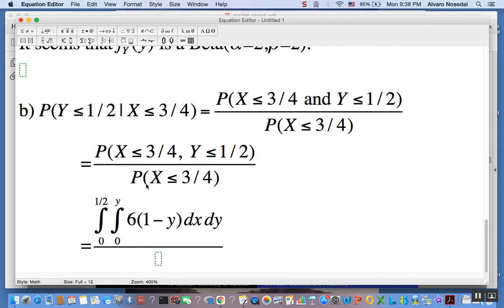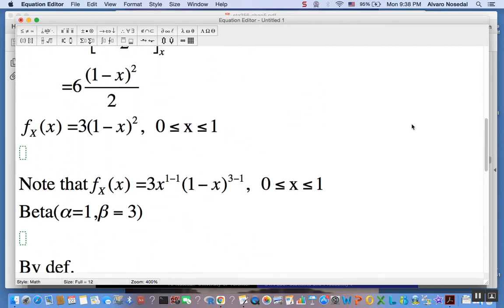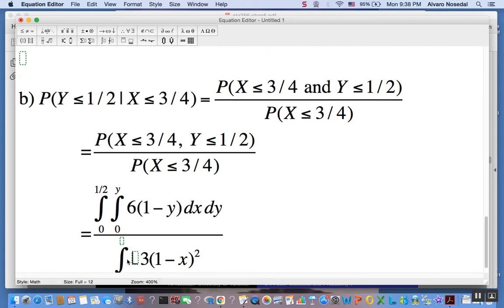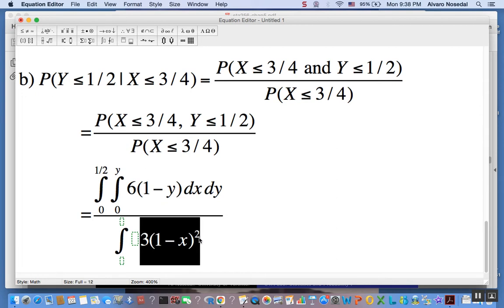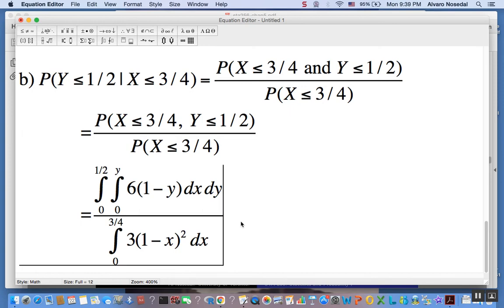Now let's see this one here. That one is just the marginal, so that one is just going to be this guy and we want to integrate that guy from 0 to 3/4. And this one, it's going to be just with respect to x. Make sense? Can you see that? Yeah? Okay.